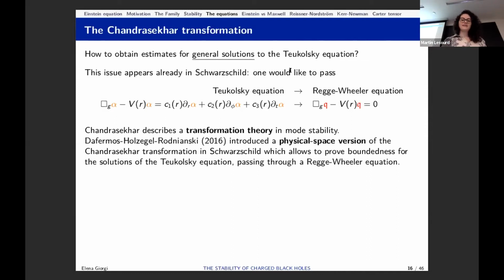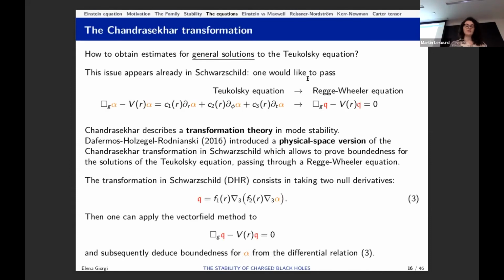But what is this transformation? What is this magical transformation that brings a relatively bad equation into a good equation? It's a transformation that consists in taking two null derivatives. And here I'm going to write very schematically how it is obtained, with some rescaling in r, but I'm not going to say any details about that.